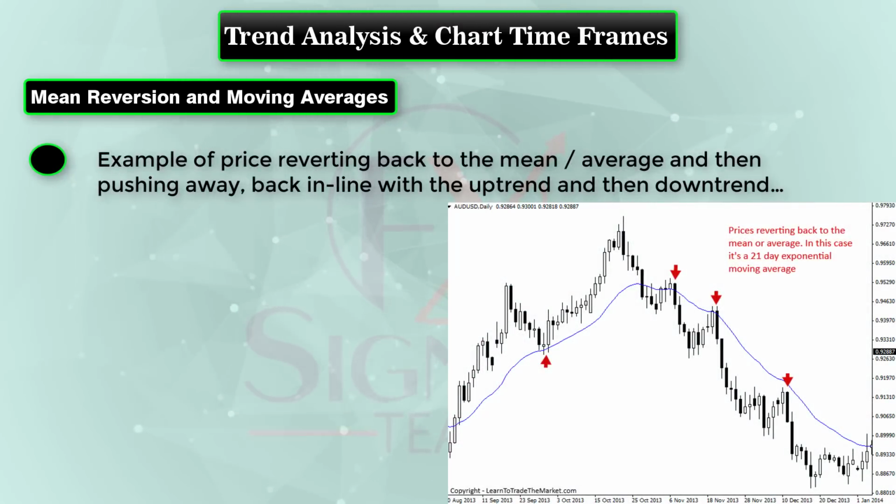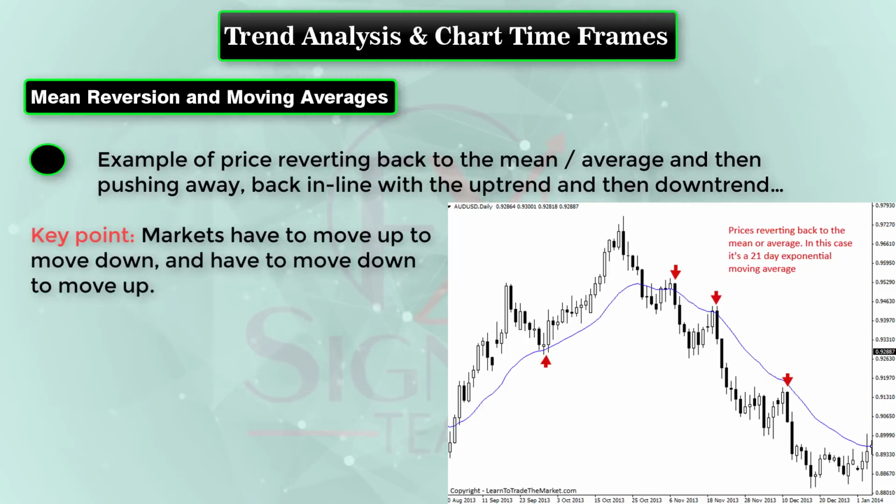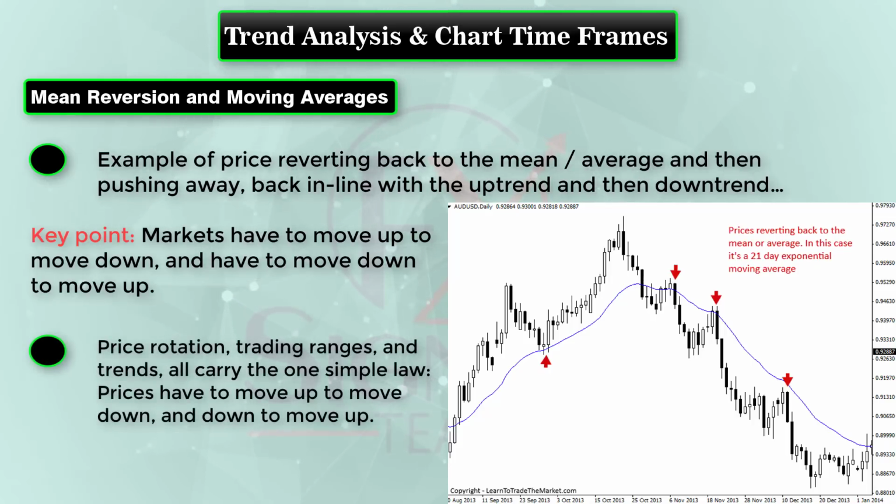Example of price reverting back to the mean or average and then pushing away, back in line with the uptrend and then downtrend. Key point: markets have to move up to move down, and have to move down to move up. Price rotation, trading ranges, and trends all carry the one simple law: prices have to move up to move down, and down to move up.